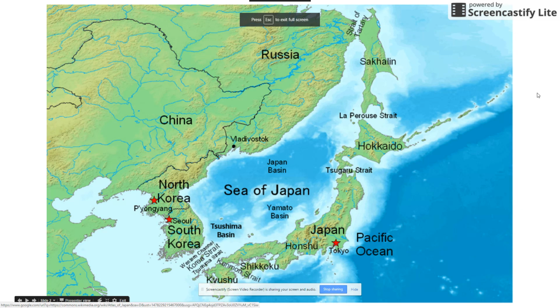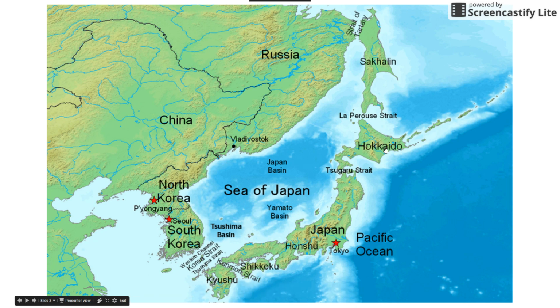Now, by looking at this map, we can see that Japan is made up of four major islands. They start up here in the north with Hokkaido. This is the northernmost island in Japan, and then you've got the largest island called Honshu, where modern-day Tokyo, the capital of Japan, is located. And you have the island of Shikoku and the island of Kyushu.